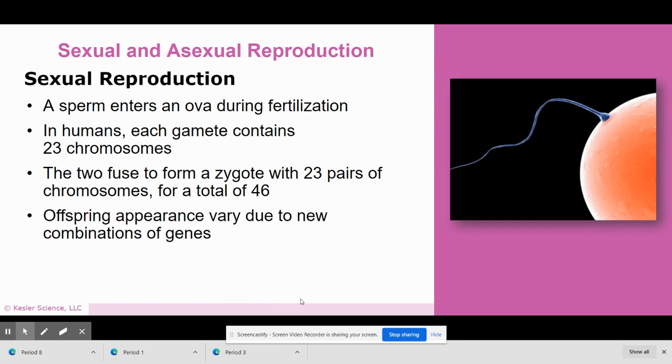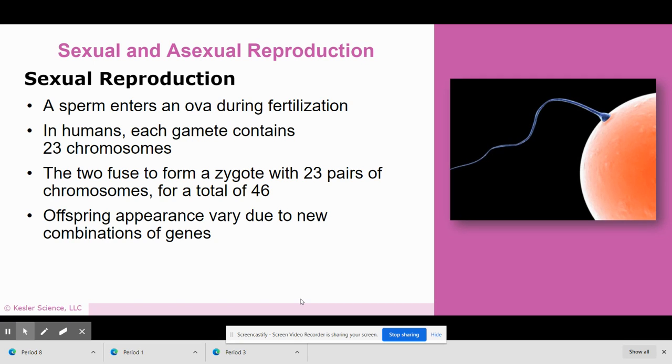All right, so a little more on sexual reproduction. A sperm is going to enter an ova during fertilization. And you can see in the diagram here, the sperm is quite small. Really, all it's doing is delivering its DNA, and then the DNA from the egg and the sperm can match up, and you end up with something called a zygote. And that's what fertilization is.